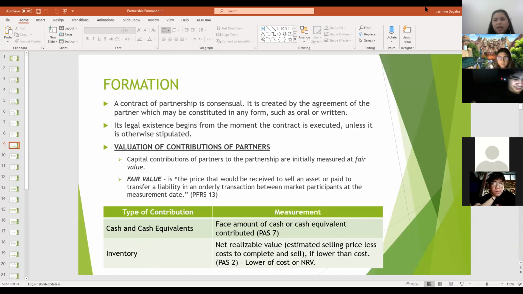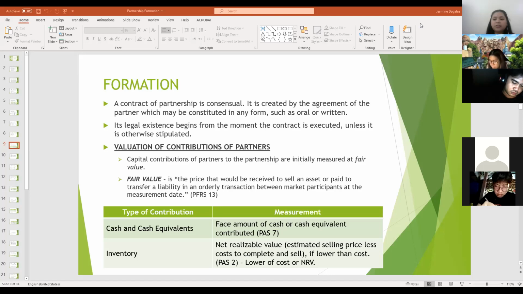Yes, ma'am. Ulit daw. You measure your inventories for the initial contribution of partners at the lower of cost or net realizable value, whichever is lower between the initial cost incurred upon buying the inventory and the net realizable value of the inventory. For example, you bought inventories worth 200 pesos and then you estimated that you can sell these inventories at 300 pesos. This will be your estimated selling price.